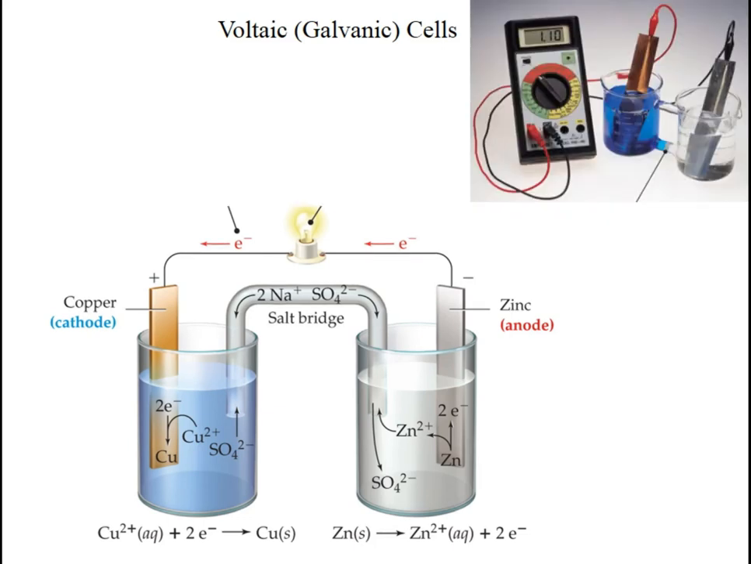This shows you that if we connect these two electrodes together and we measure the potential using a voltmeter like you see here, then we would see a voltage of 1.10 volts. And we're going to discuss how you would calculate these values based on standard reduction potentials that we'll talk about soon.